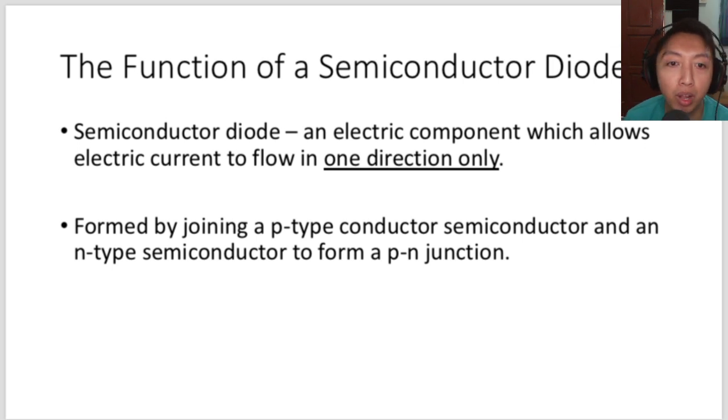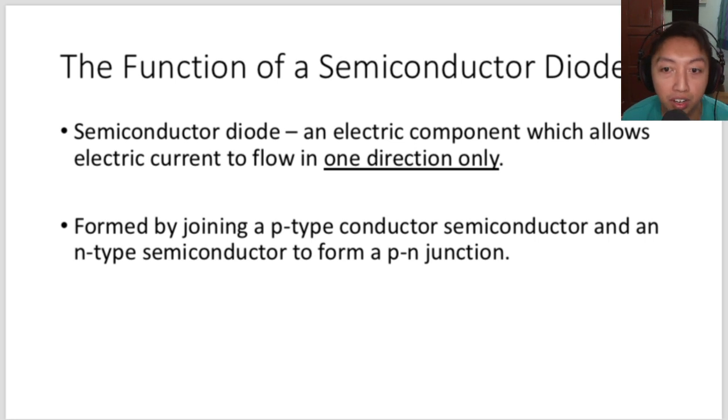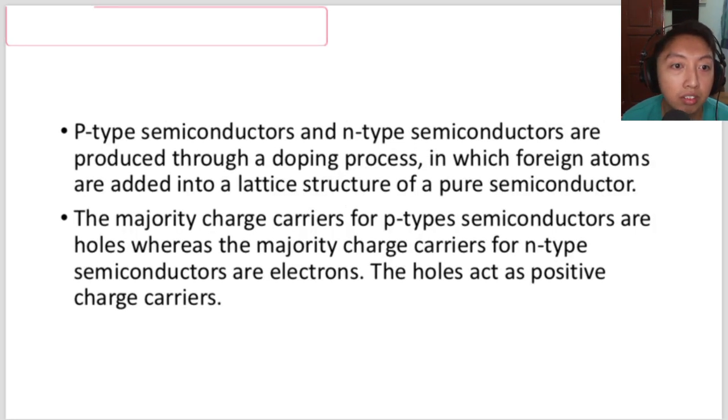Now, this is the part where your textbooks don't really explain a whole lot. I mean, what is a P-type semiconductor? What is an N-type semiconductor? For us to understand, first of all, we know what conductors are. Conductors conduct electricity. They easily create free electrons, which are then able to move around in a circuit.